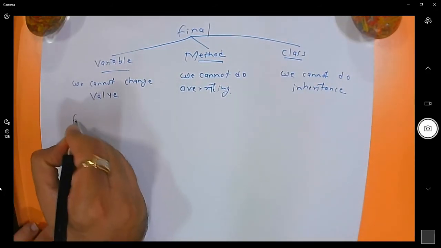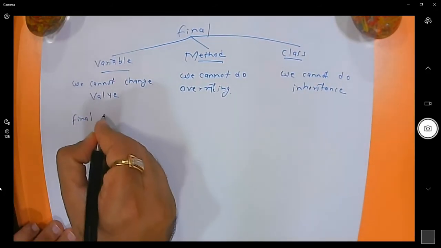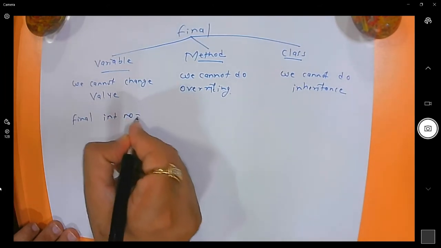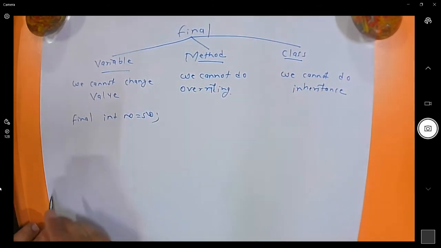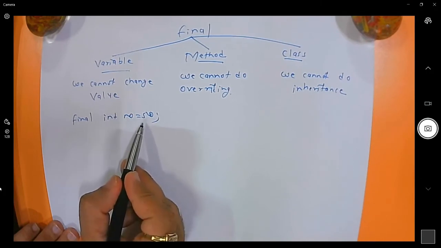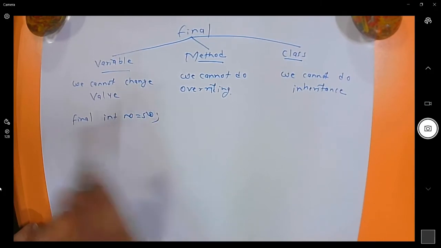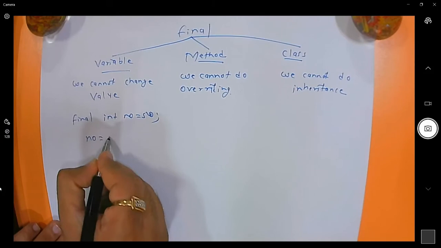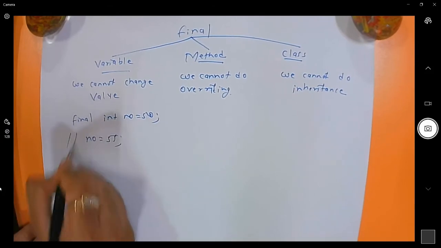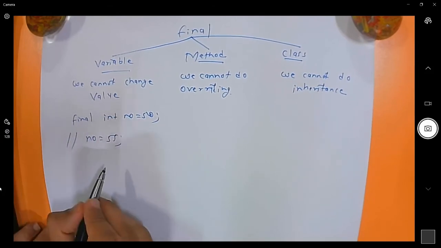For example, I am declaring here one variable, final int number = 50. Then I can get the value of the number, but I cannot change the value of this number. I cannot write number = 55. I cannot do this. It is not allowed at all.